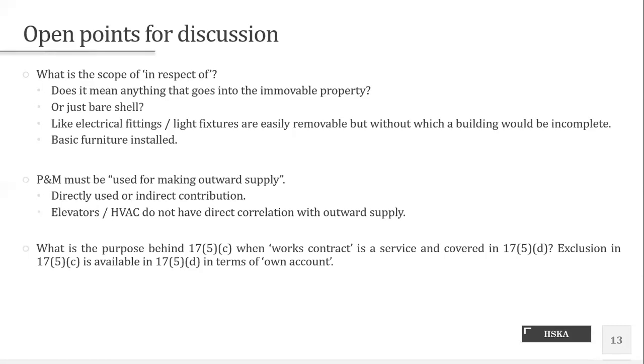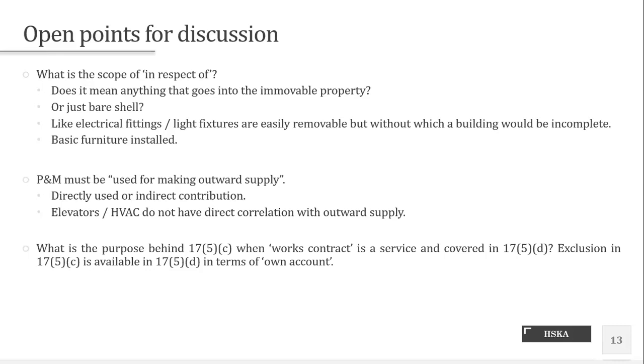So how do we treat, for example, electrical fittings? I have basic lights that are required inside the building, without which the ventilation is not there. So what about those cases? Do we say it's easily removable? I'm not talking about the wires that go inside. I'm talking about the lights and the fans.